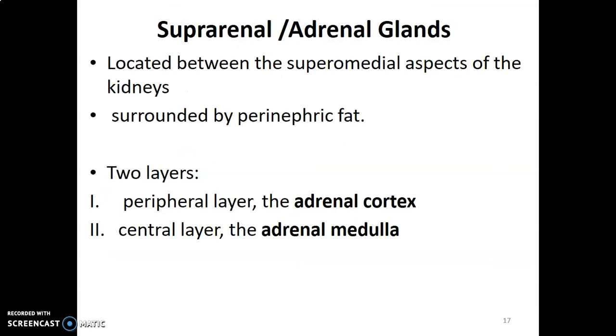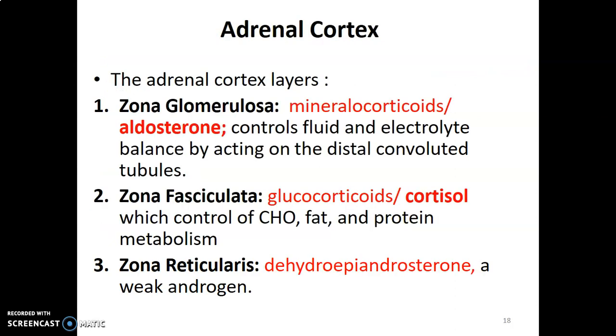We go to suprarenal glands, also called adrenal glands. These are glands that are located on the superomedial aspect of the kidneys, on the superior pole of the kidneys, and they're usually surrounded by the perinephric fat. So histologically, the adrenal glands have 2 layers, an outer adrenal cortex and an inner adrenal medulla. The cortex is divided into 3 zones. The outer zona glomerulosa, followed by zona fasciculata and zona reticularis.